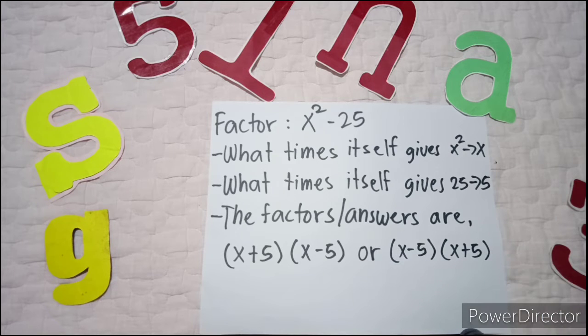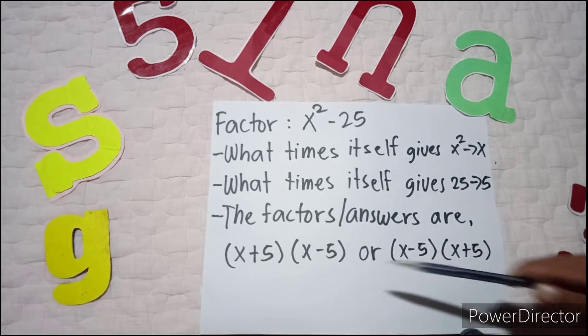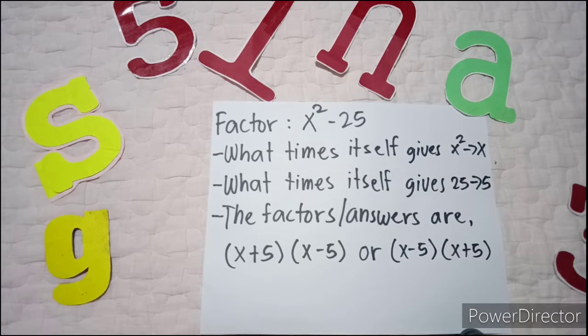The factors or answers are the first term x and 5. So the first quantity must be the sum, so we need to operate addition, x plus 5. Then the next expression is the difference, x minus 5. So x plus 5, x minus 5, or either way, x minus 5, x plus 5, is the factor of x squared minus 25.